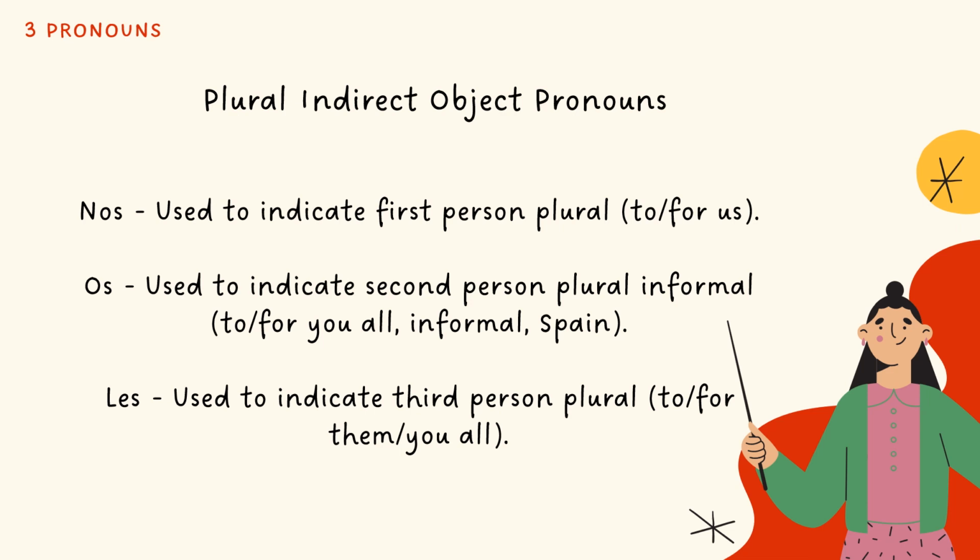Plural indirect object pronouns. Nos, used to indicate first person plural, to or for us. Os, used to indicate second person plural informal, to or for you all, the formal, Spain. Le, used to indicate third person plural, to or for them or you all.